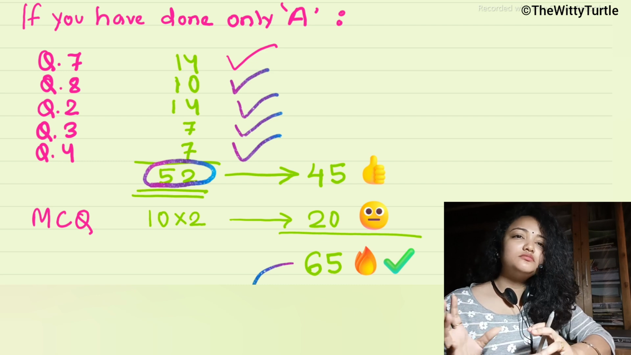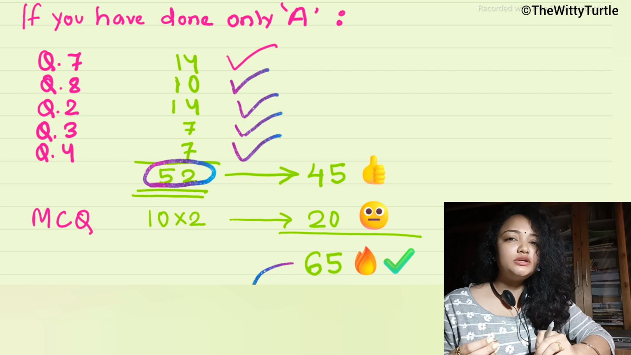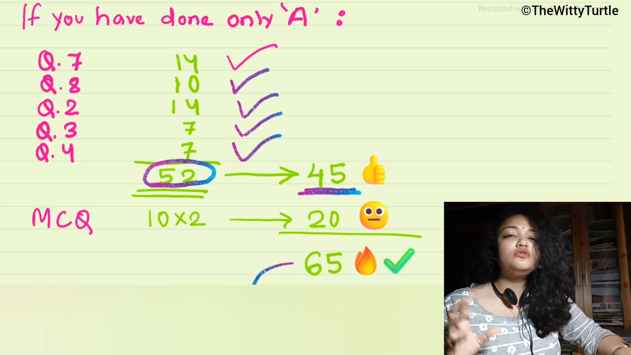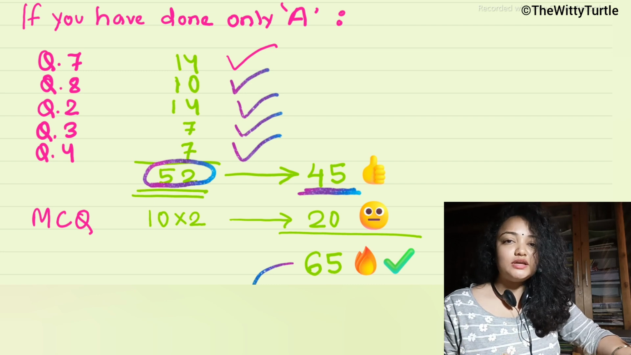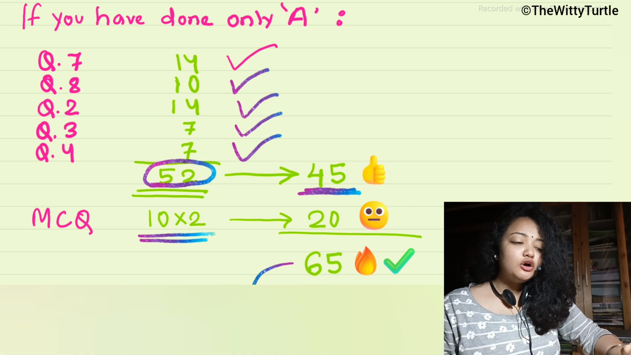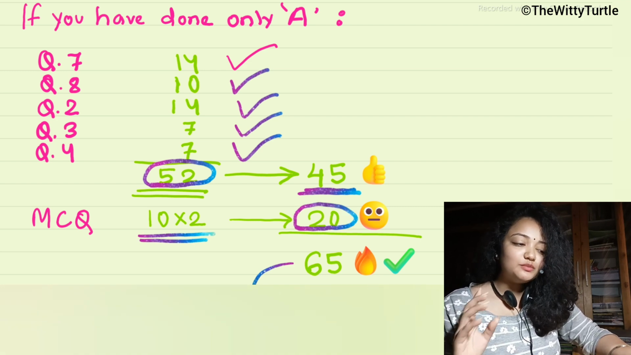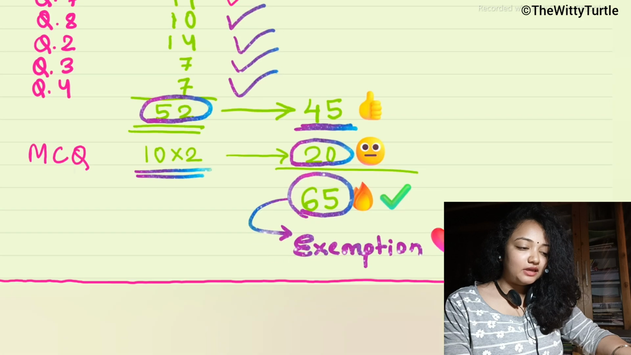And to be on the safer side, let's assume that somehow you made a few silly mistakes and could score 45 out of those 52, right? Still you have a chance to get exemption, because in MCQ we are assuming that you could get only 10 questions correct and you scored 20 in MCQ. Still you are scoring 65 in total, which is a great thing, right?